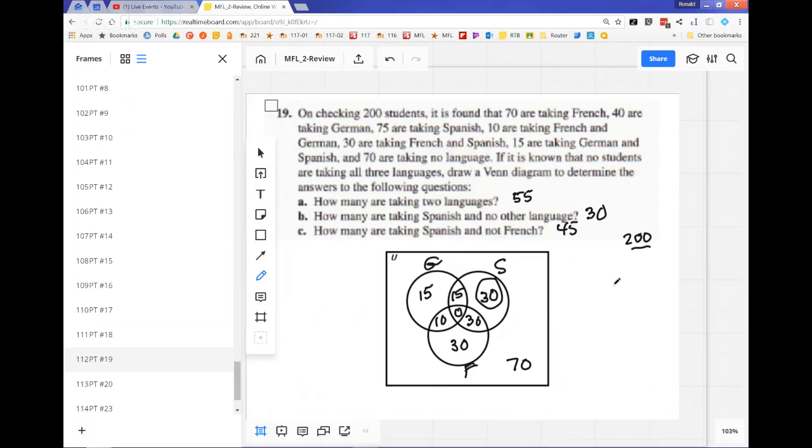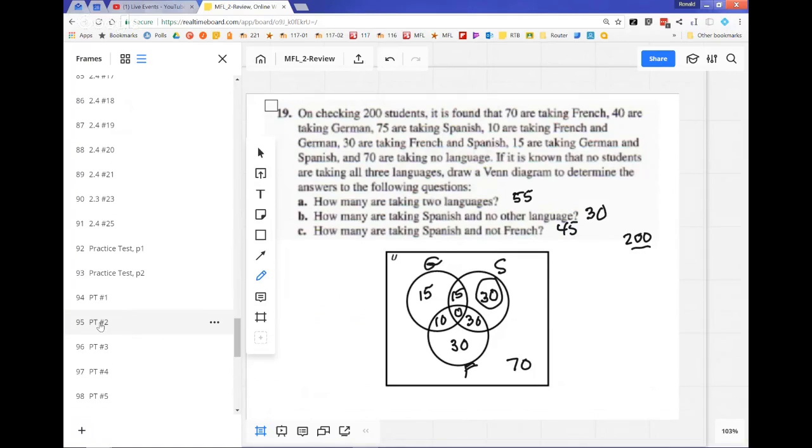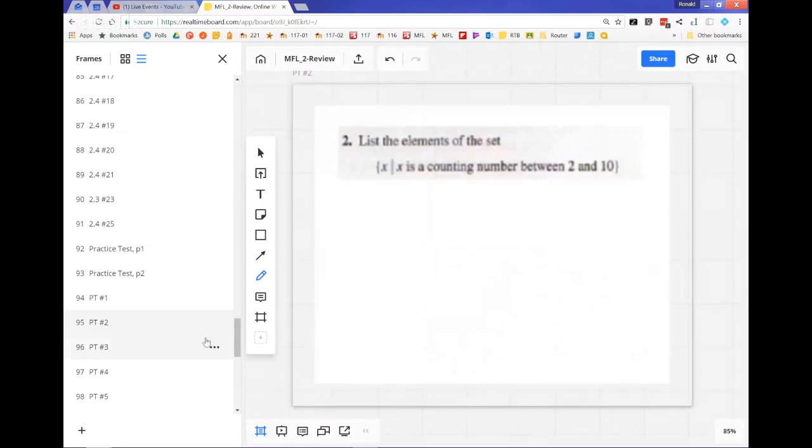Marilyn? Okay, yeah, well, on number 2, I had questions about a few of them. On number 2, since the question read the numbers between, I think that's what it said, 2 and 10. I have it up on the screen. It says list the elements of the set of all X such that X is a counting number between 2 and 10.